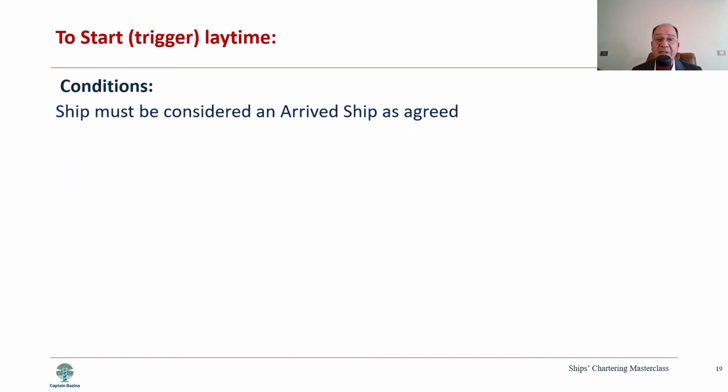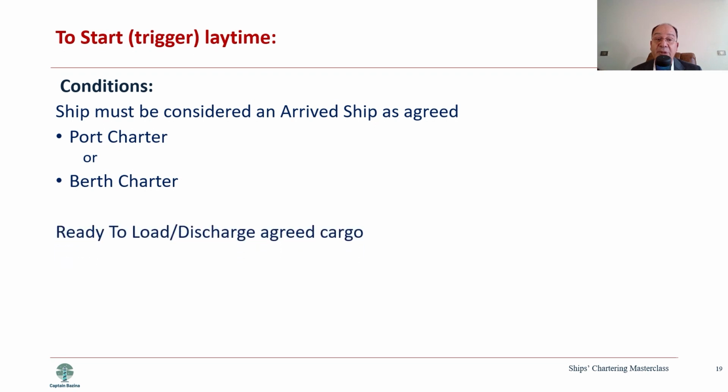We have something important here. To start or trigger the laytime, we have some kind of conditions. The ship must be considered an arrived ship as agreed. Maybe it's a port charter. Port charter means if the ship arrives only to the port limit and drops her anchor and is waiting to enter, it means the ship has arrived as agreed in the contract. Or it could also be a berth charter if the ship arrived at the agreed destination or agreed point in the port. This is called an arrived ship.